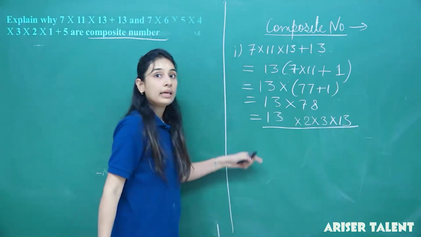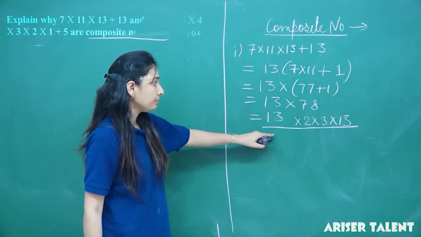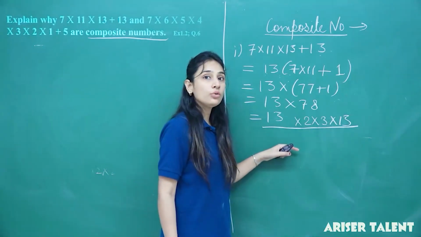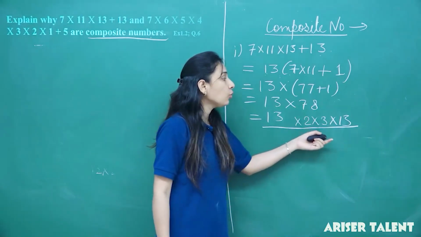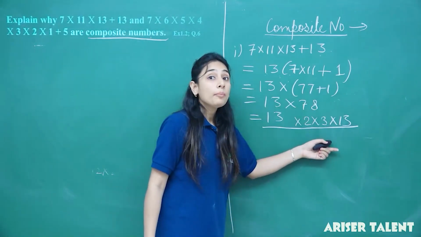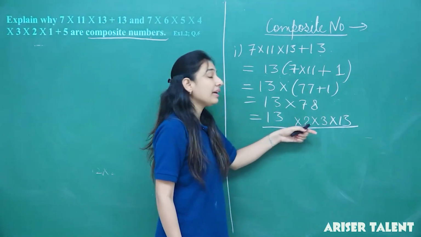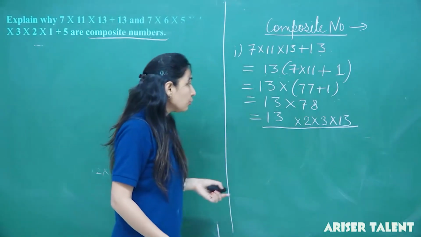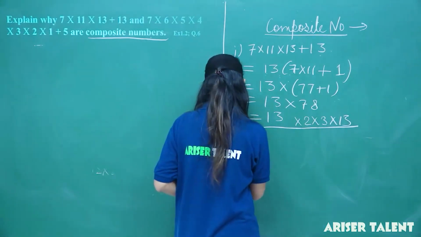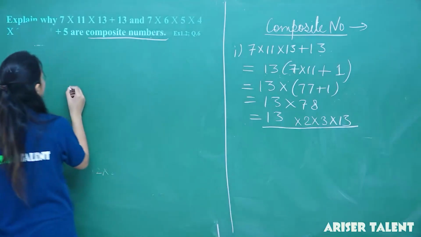So, what is a composite number? One in which we have more than 2 factors, and all are prime here. So, we have prime factorization here. So, we will call it a composite number. Now, look at the next one.